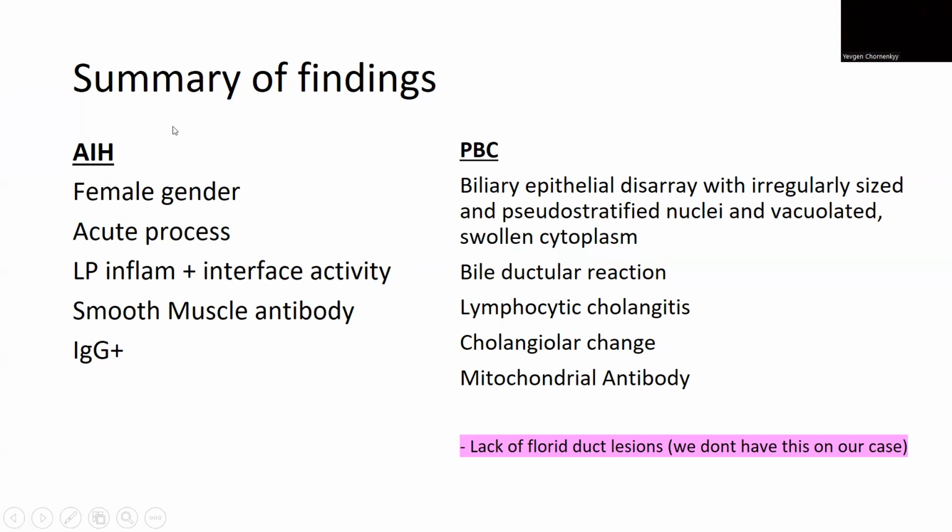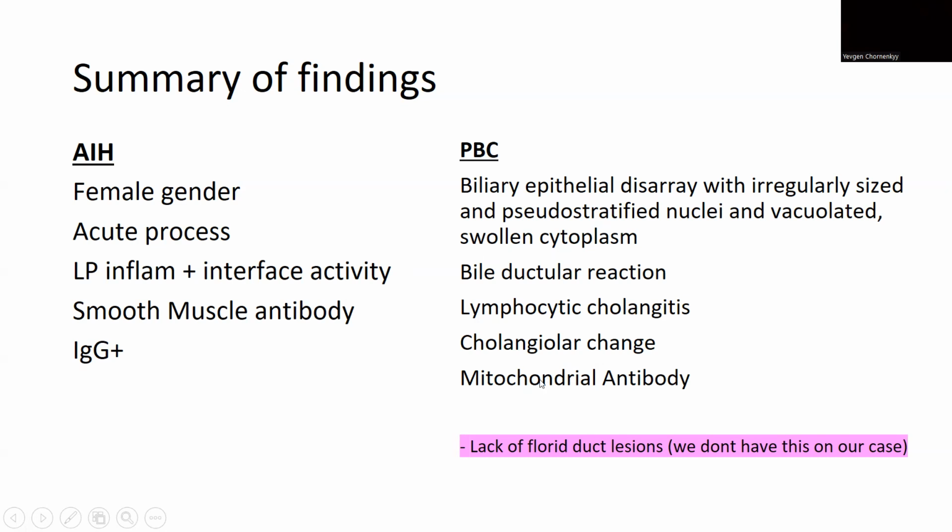So what we have so far is a lady with an acute process. We have lymphoplasmacytic inflammation with interface activity, smooth muscle antibody, and high IgG. So that favors AIH. We also have PBC findings. We have biliary damage. We have lymphocytic cholangitis, which just means lymphocytes are attacking the bile ducts. That raises PBC to the differential.